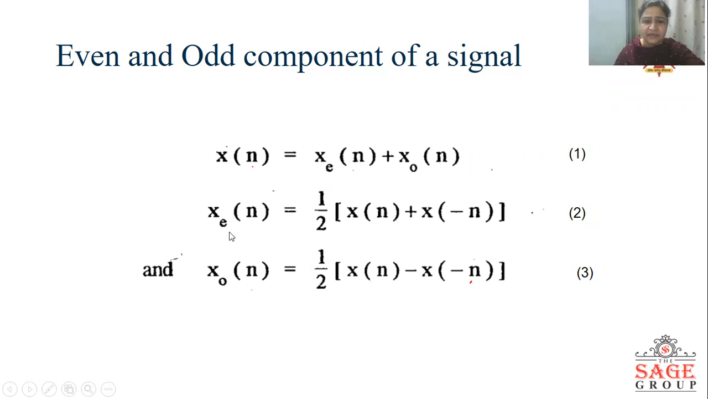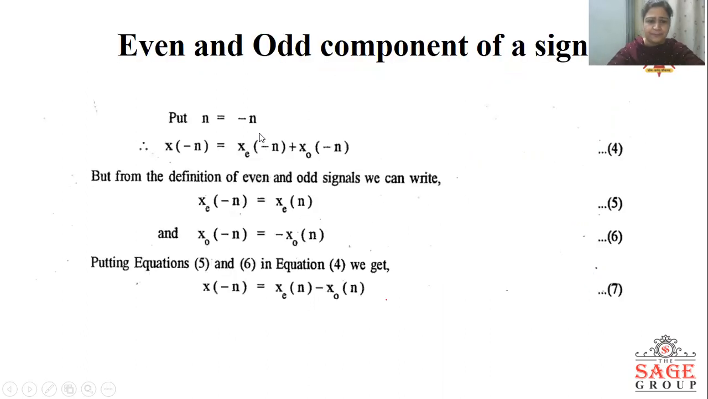Now we will derive the formula for even component x e of n and odd component x o of n. Now we are given signal x of n, which is x e of n plus x o of n. We will put n is equal to minus n here. Now when we put n is equal to minus n, we will get x of minus n is equal to x e of minus n plus x o of minus n. Now we know from the definition of the even and odd signal that x e of minus n is equal to x e of n, whereas x o of minus n is equal to minus x o of n.